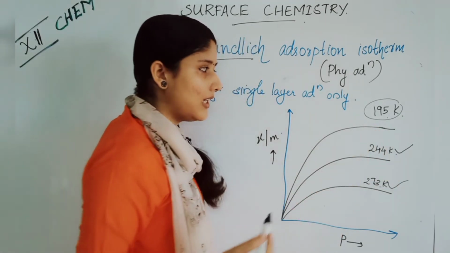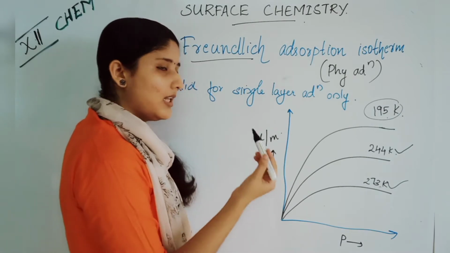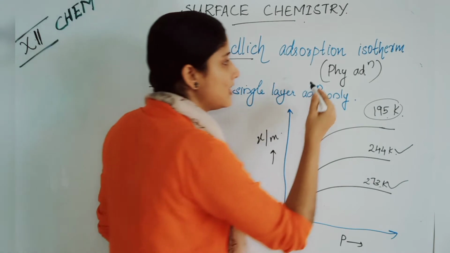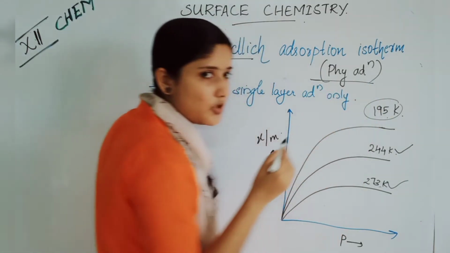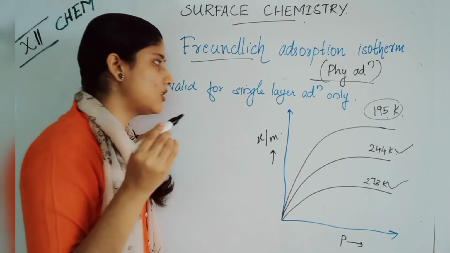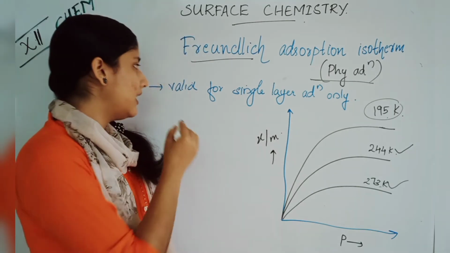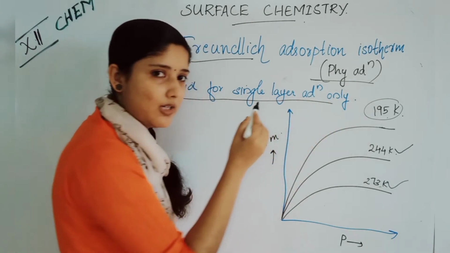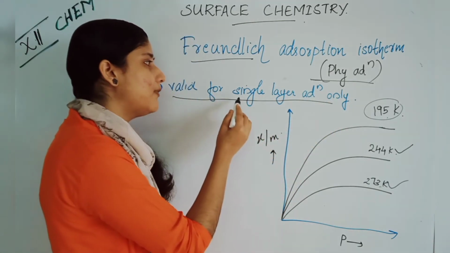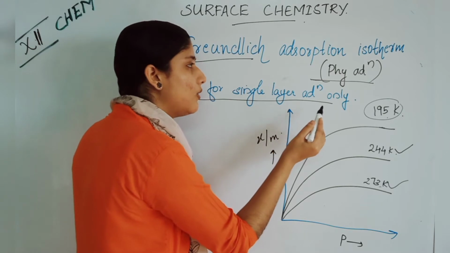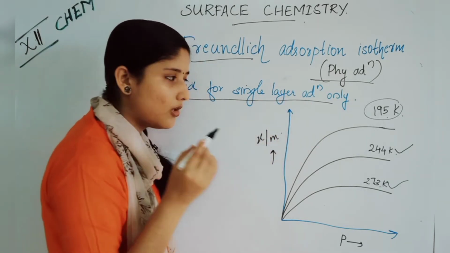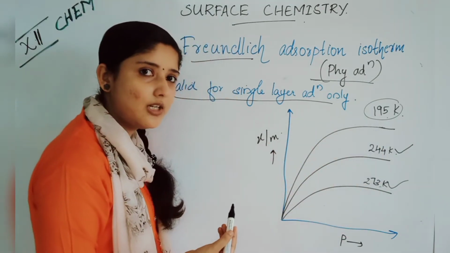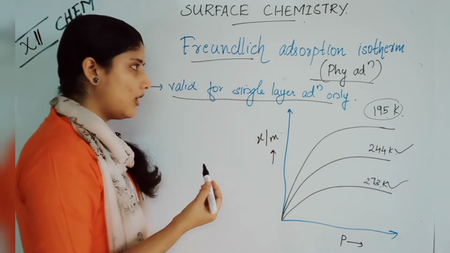As the temperature increases, what happens? The extent of adsorption decreases. This is only valid for physical adsorption. And also we studied that physical adsorption can be multi-layered, but this graph is valid only for single layer adsorption. Keep in mind, this is an assumption. It is only valid for single layer adsorption and also valid for physical adsorption only. As the temperature increases, the extent of adsorption decreases.